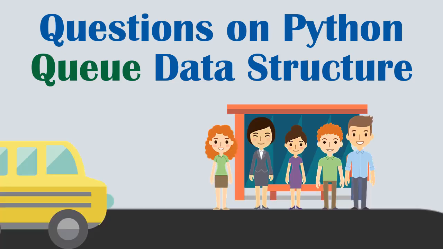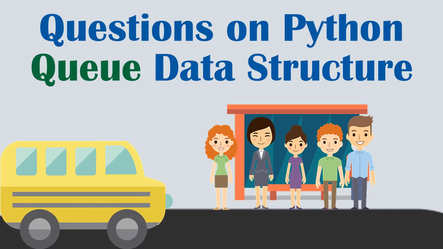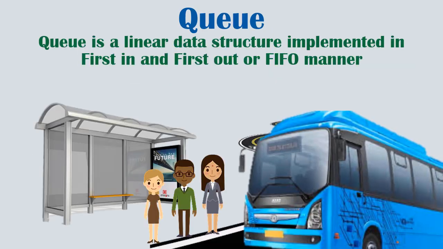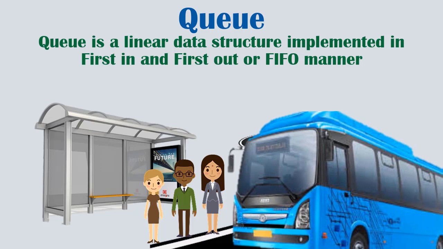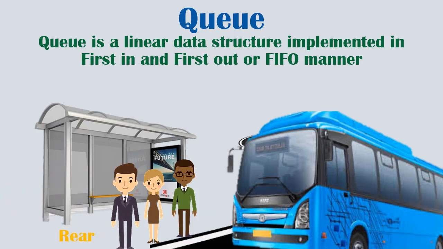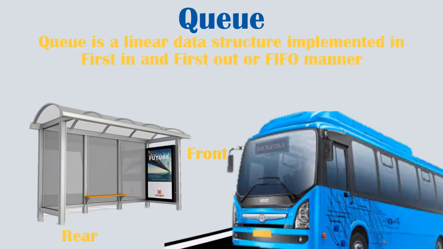Hello, in this video, we will look at some questions and programs that are typically asked on Python queue data structure. Now, what is a queue? Queue is a linear data structure implemented in first in first out or FIFO manner, which means insertion happens at the rear end and deletion happens at the front, like for example, a queue at a bus stop or a bank.